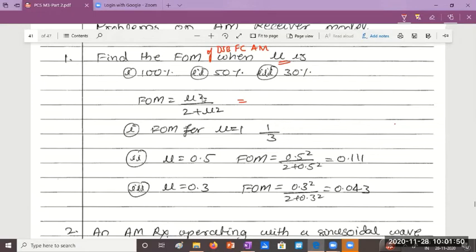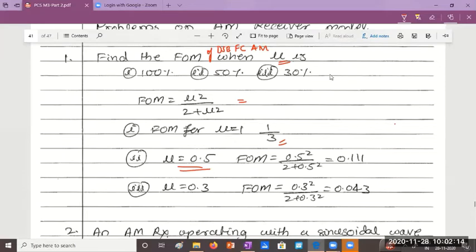It is just now we saw, given by mu square by 2 plus mu square. All we are doing here is substituting the different mu values. 100% means mu is 1, so the figure of merit becomes 1 by 3. For 50%, mu is 0.5, so the figure of merit becomes 0.5 square by 2 plus 0.5 square, which is 0.111.